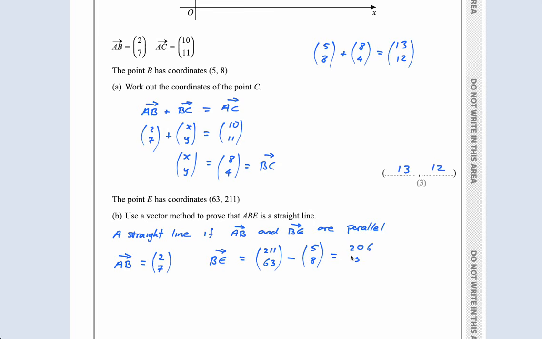I could see I made an error there, so let me just delete all this. This is the y coordinate. Guys, that diagram there that I did was correct, by the way, but it's x, y, so I just did something silly there. So it's 63, 211 minus the B coordinate, which is 5, 8. And this gives me 63 minus 5 is 58, and 211 minus 8 is 203.